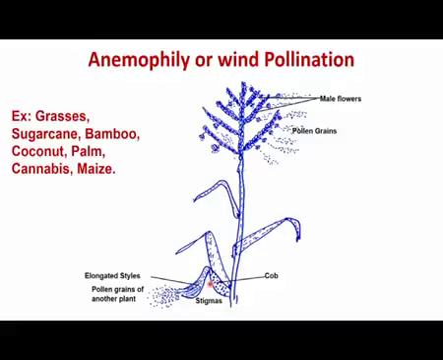On the other hand, the stigma is protruding, meaning it is well exposed, and it is hairy, so that it captures more and more pollen grains which are present in the air. The examples of these classes are several types of grasses, sugar cane, bamboo, coconut, palm, cannabis, and maize. The maize figure is what you have seen here.